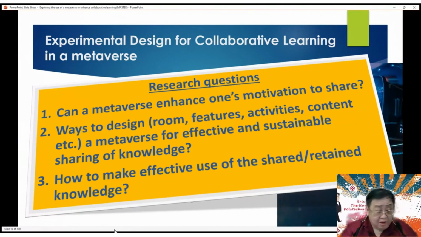And thirdly, how to make effective use of the shared, retained knowledge. So given that the metaverse is a frozen point, frozen space in the universe, we can almost keep a time capsule of what has happened and then relate it to the next group of people, and the next group of people, and so forth. How can we effectively package this knowledge so that other people can benefit from it later or on an ongoing basis?